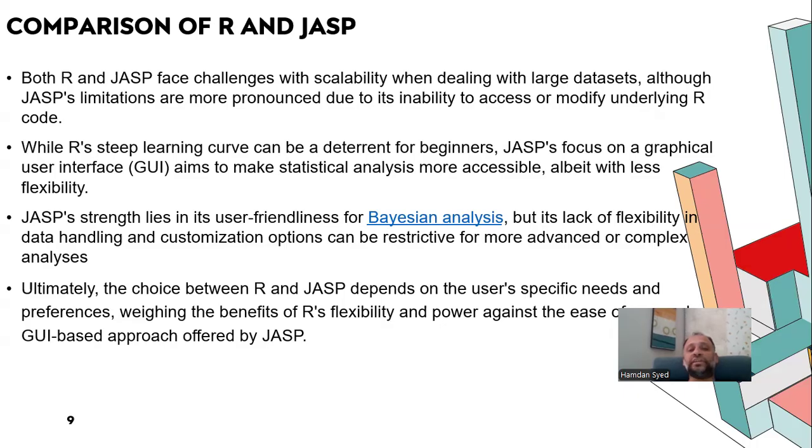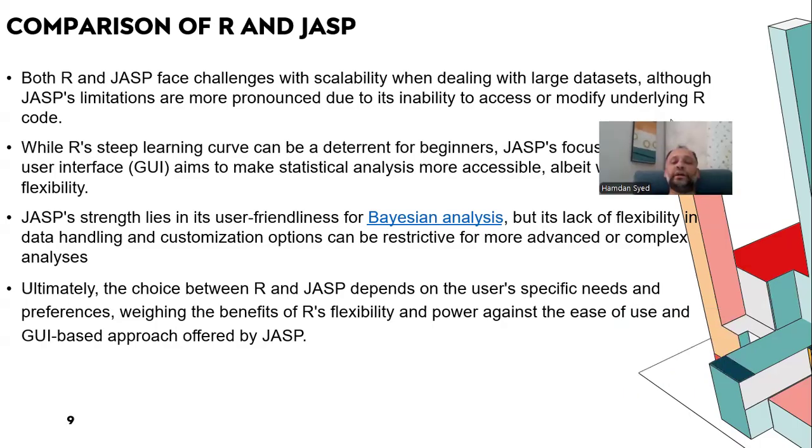JASP's strength lies in Bayesian analysis, but it lacks flexibility in data handling and can be restrictive for more advanced or complex work. So ultimately, between JASP and R, it's about user needs, weighing the flexibility and power of R against the ease of the GUI-based interface.